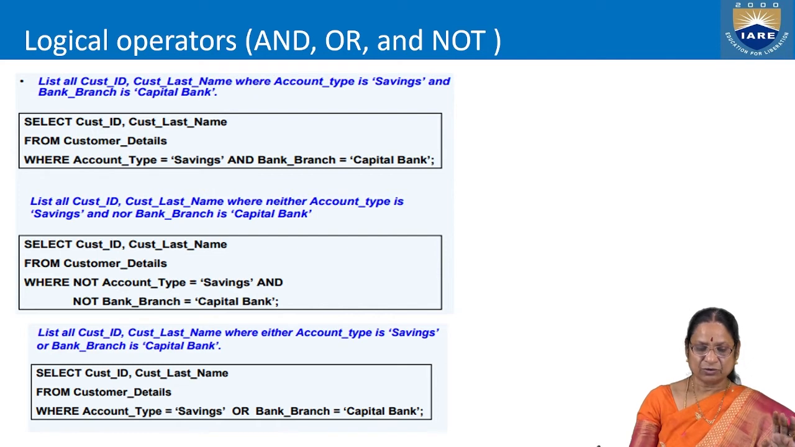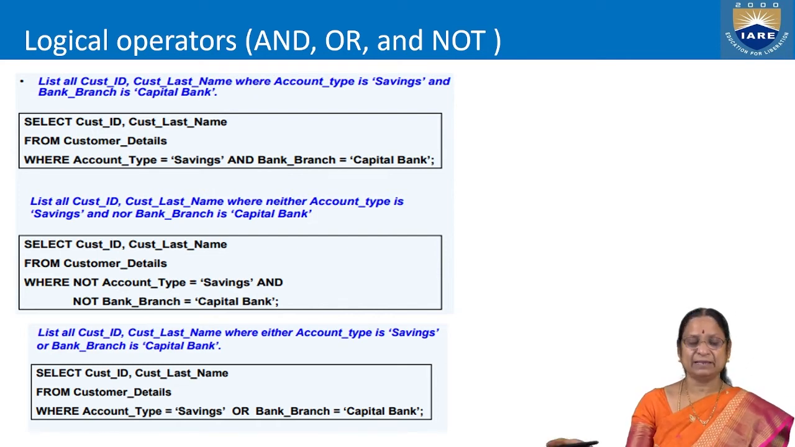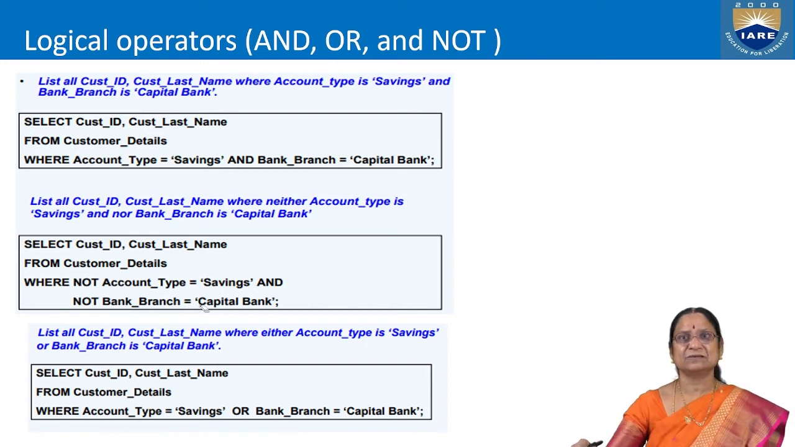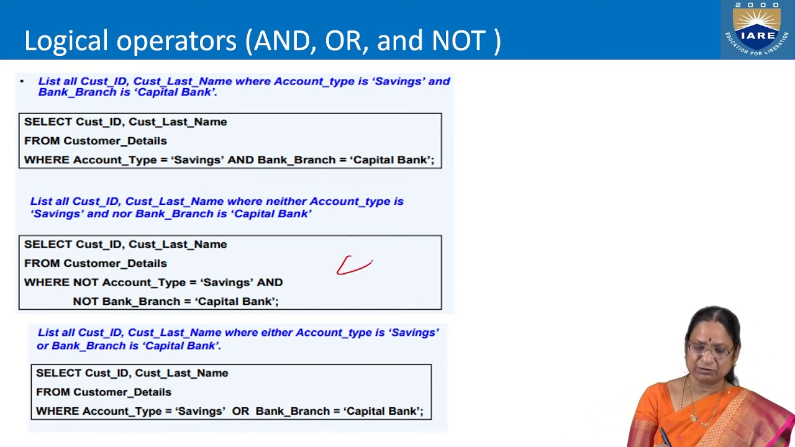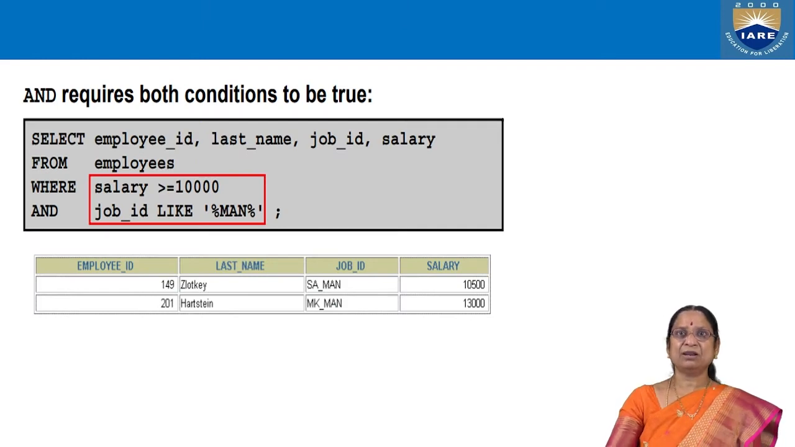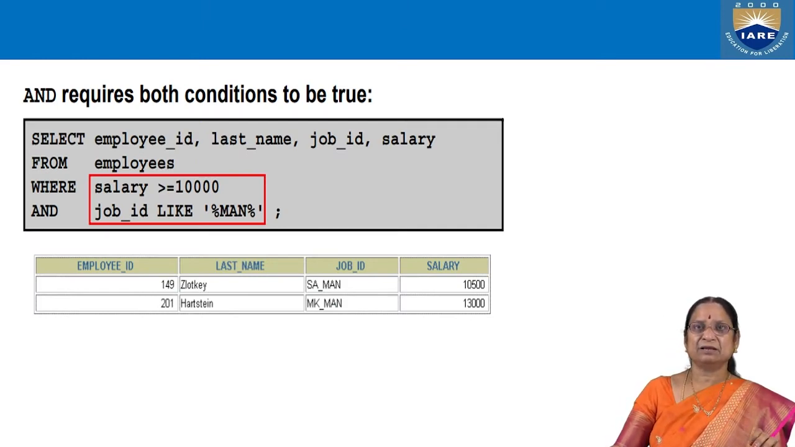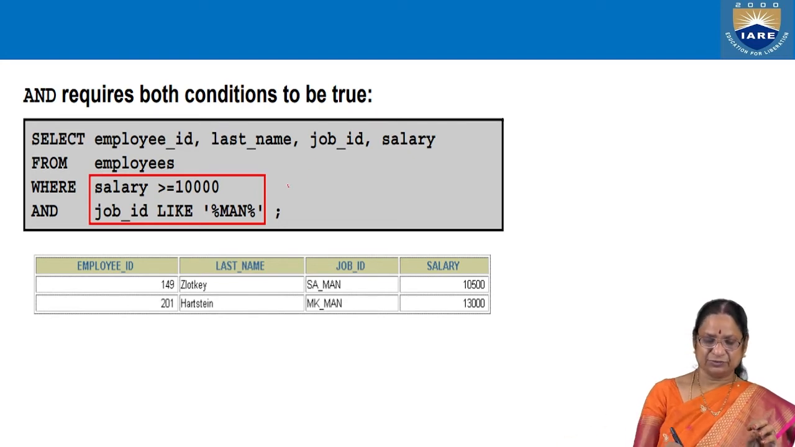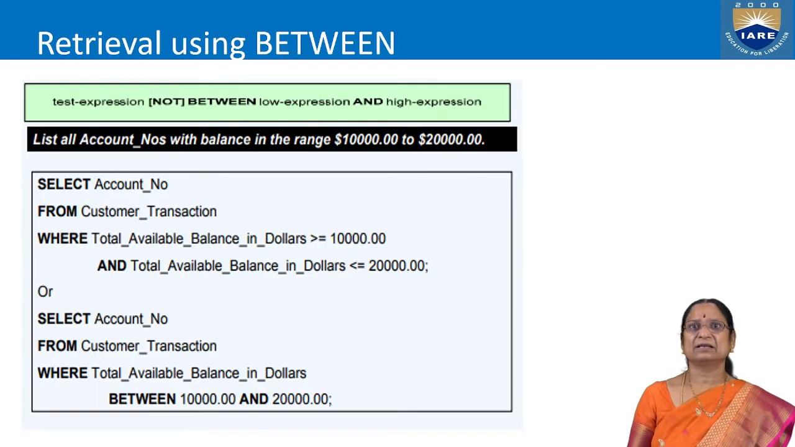Right? For those which don't belong to Capital Bank, you can write NOT bank branch is equal to Capital, or you can write not equal also, or you can use NOT LIKE. Okay. So for example, all employees whose name consists of MAN as one of the three letters in the name and the salary is greater than or equal to 10,000, we can use it like this. AND operator. Instead of using equal, I used the LIKE operator here. What is the purpose of LIKE? We will discuss further.